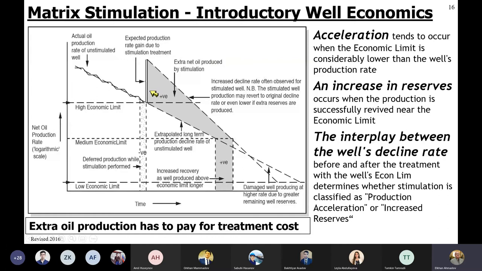But here, with the lower limit, what we gain is a higher rate, or acceleration in the rate, so we get earlier income. So therefore, the NPV of this project, the low limit, will be higher because we get more money in the beginning of the project. Okay.